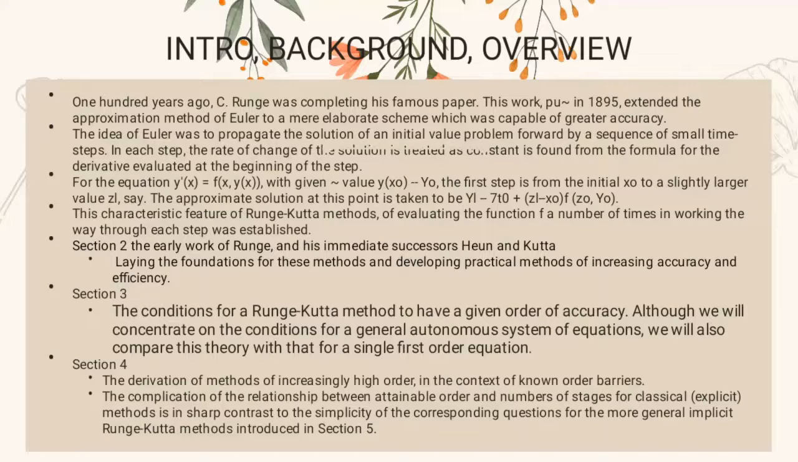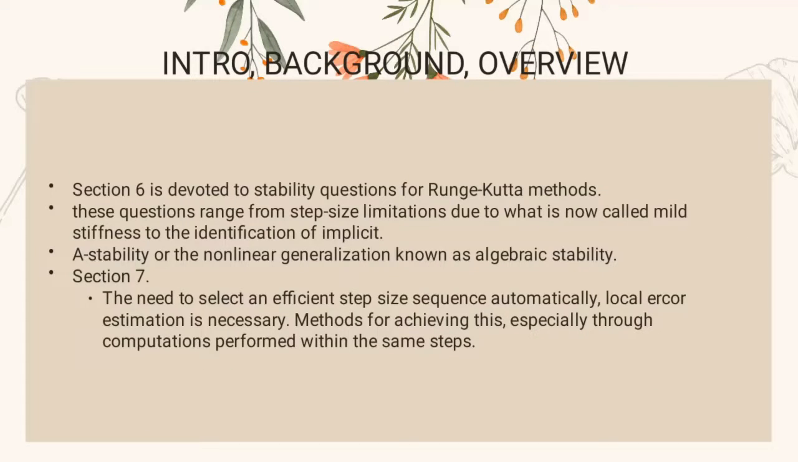So now, section 6 is devoted to stability questions of Runge-Kutta methods. These questions range from step size limitations due to what is now called mild stiffness and identification of implicit A-stability to a nonlinear generalization known as algebraic stability. Section 7. The need to select an efficient step size sequence automatically requires local error estimation, and methods for achieving this, especially through computations performed within the same steps.